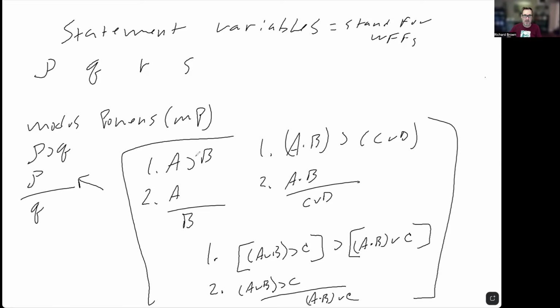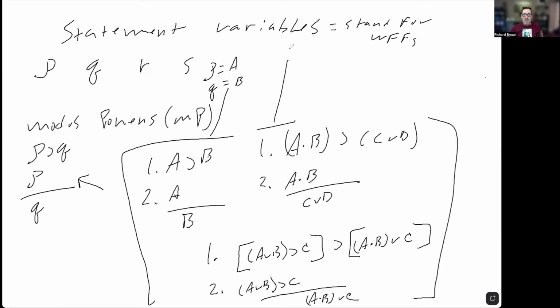So for this first one right here, we have the P term being A and the Q term being B. And if you substitute A and B in for P and Q, then this says P horseshoe Q, P, therefore Q. So that can be seen as a version of modus ponens.